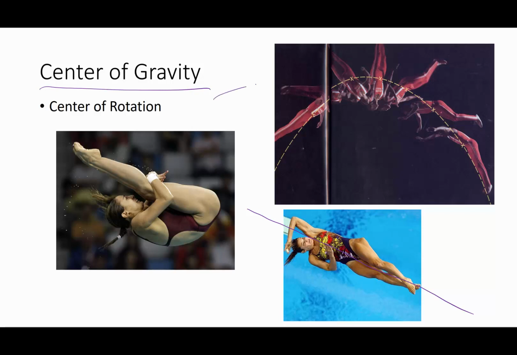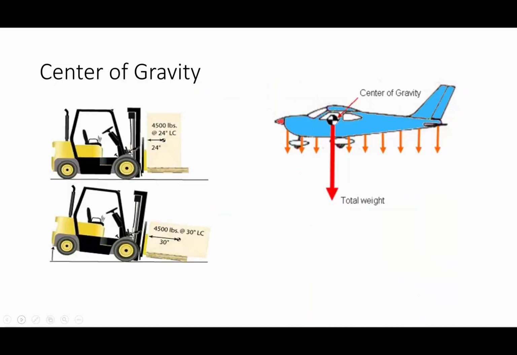I love this picture because when we were talking about projectiles, when humans project themselves through space, it's hard to see this projectile motion, this pretty little parabolic path, because there's arms and legs kind of flying everywhere. But if you take the CG of this athlete and you plot it, that center of gravity makes the prettiest little parabola you ever saw.